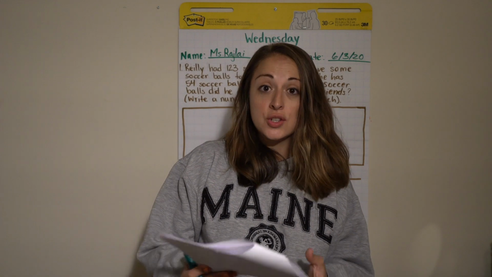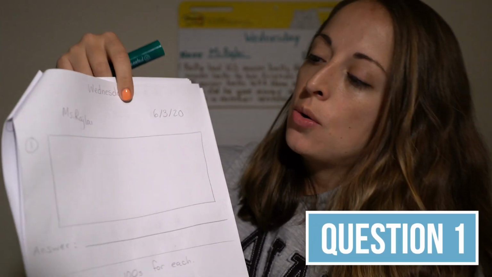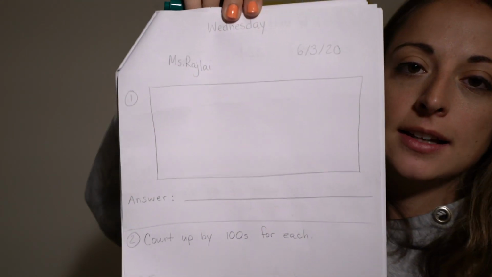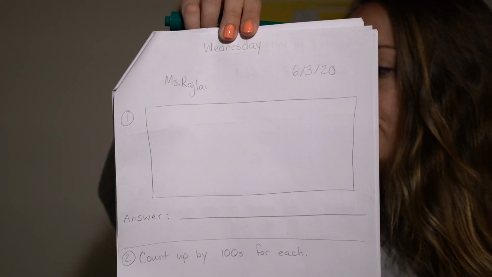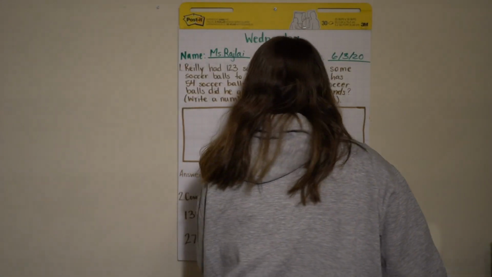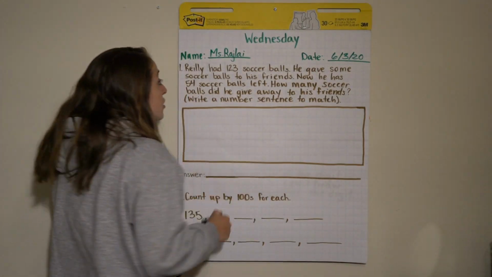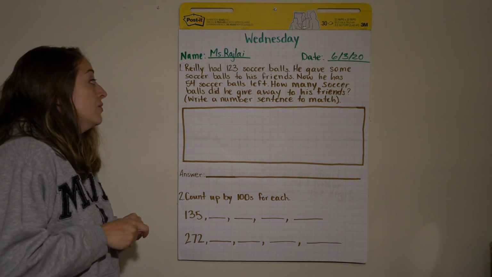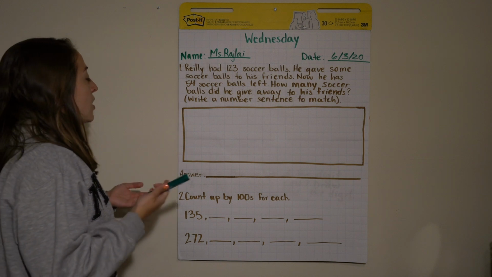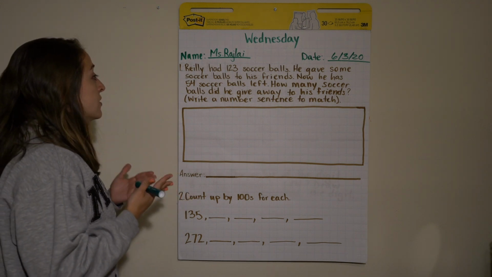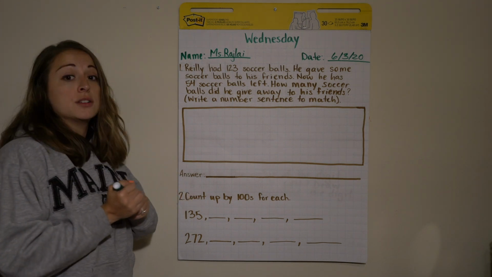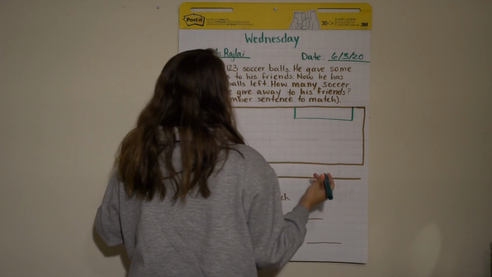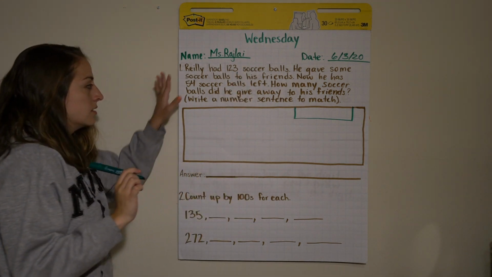Okay, so we're gonna go on to question number 1. So at the top, you're doing a box and you're writing answer with a blank line. All right, it says Riley had 123 soccer balls. He gave some soccer balls to his friends. Now he has 54 soccer balls left. How many soccer balls did he give away to his friends? Write a number sentence to match. So you're gonna draw your box and you're gonna write a number sentence that matches this story.